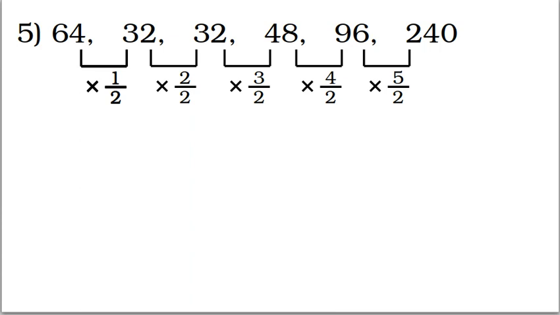In addition to this, 1 by 2 can also be written as 0.5. 2 by 2 can be written as 1. 3 by 2, let's say 1.5. 4 by 2 can be written as 2. 5 by 2 can be written as 2.5. So this is about your comfort. You can either write it as a fraction or a decimal value.